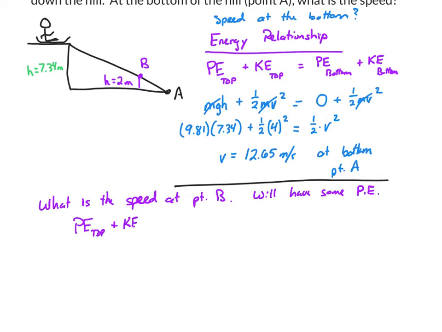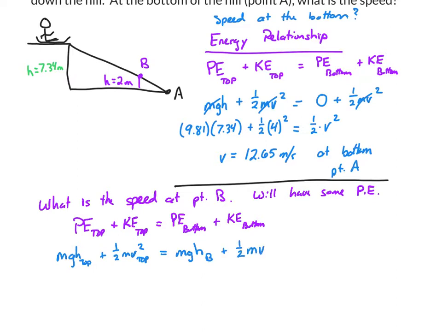So to solve for this, we'll set it up again with potential energy plus kinetic energy at the top, and the potential energy at point B plus the kinetic energy at point B. Substituting in my equations again, we have mass times gravity times height for that initial potential energy. We can use the same height here because that's not changing any of the initial conditions. And then for the potential energy at point B, we're going to use the height at point B. So in this case, we'll have to substitute in the 2 meters.